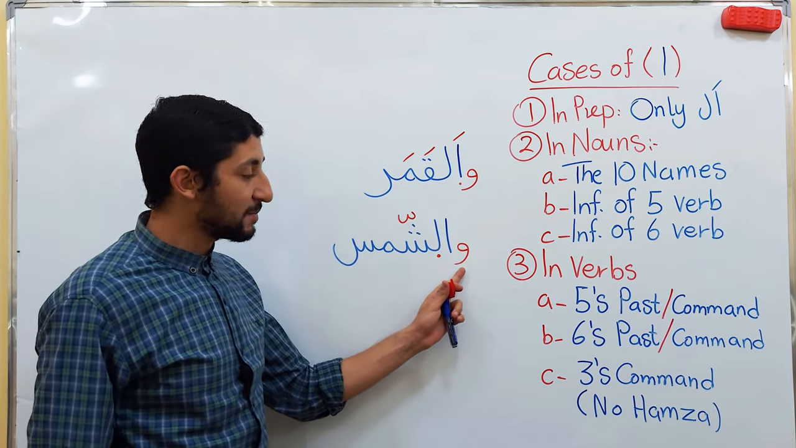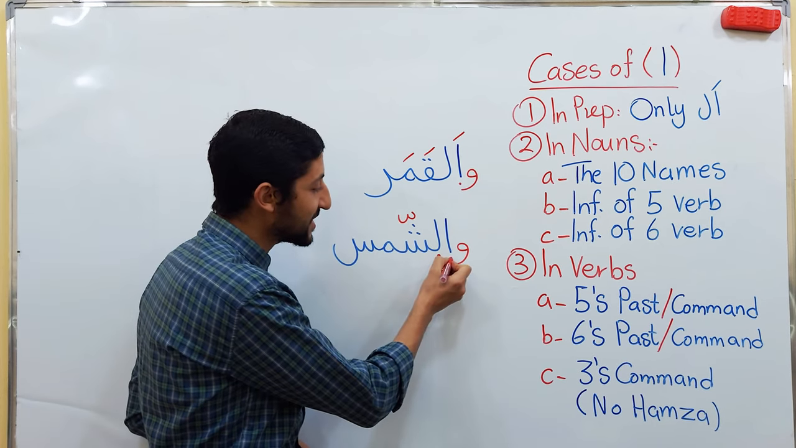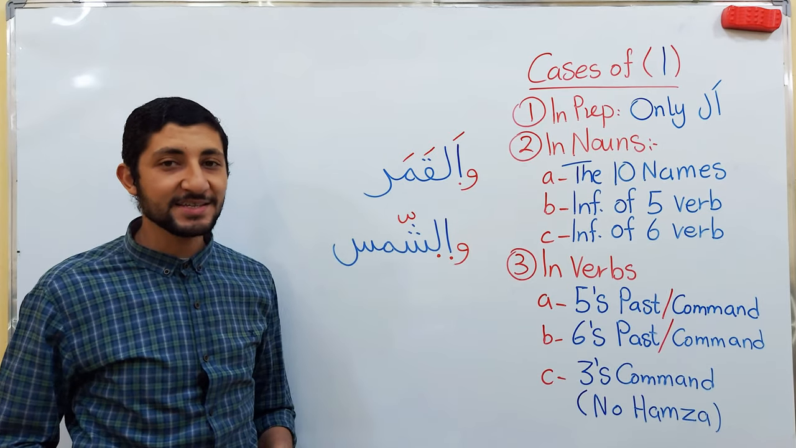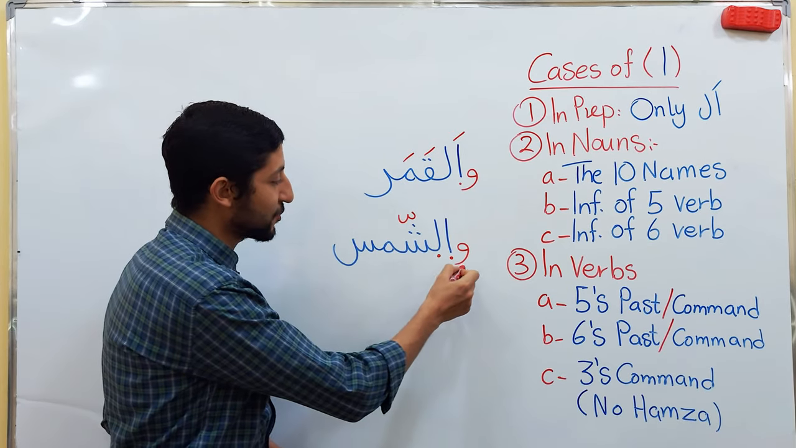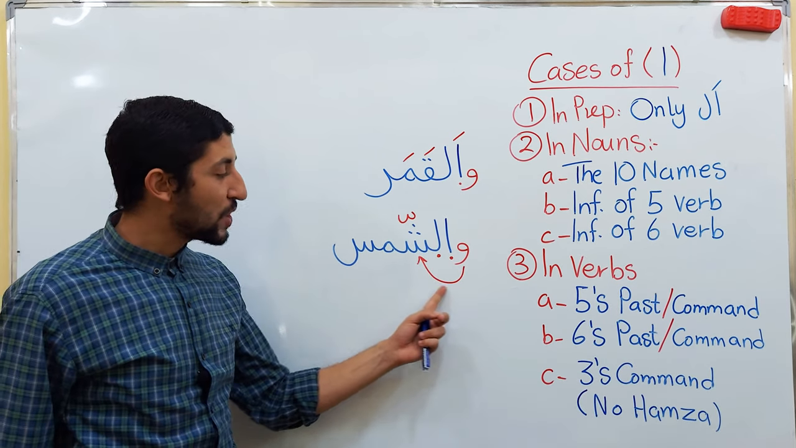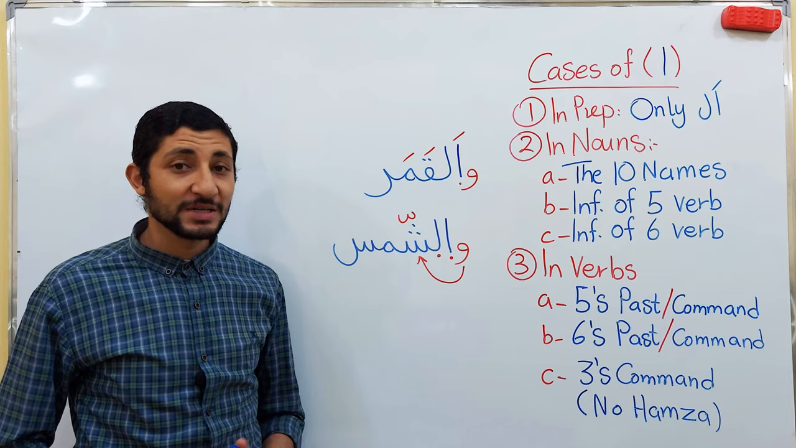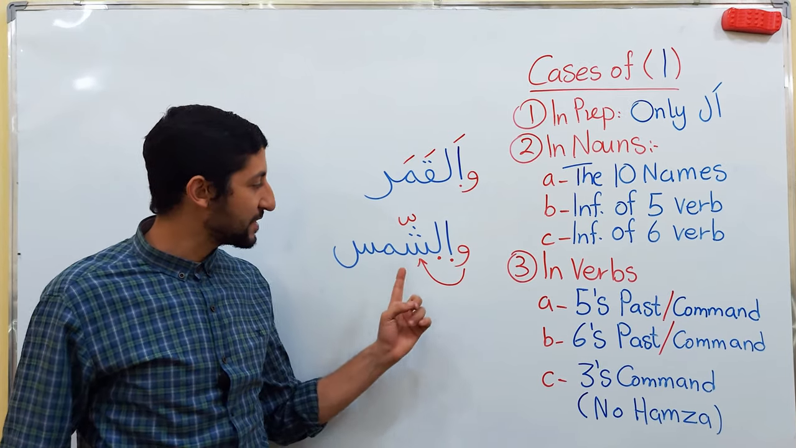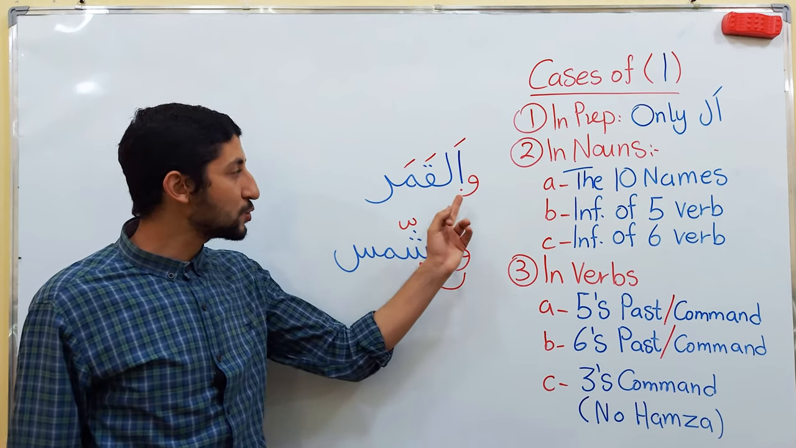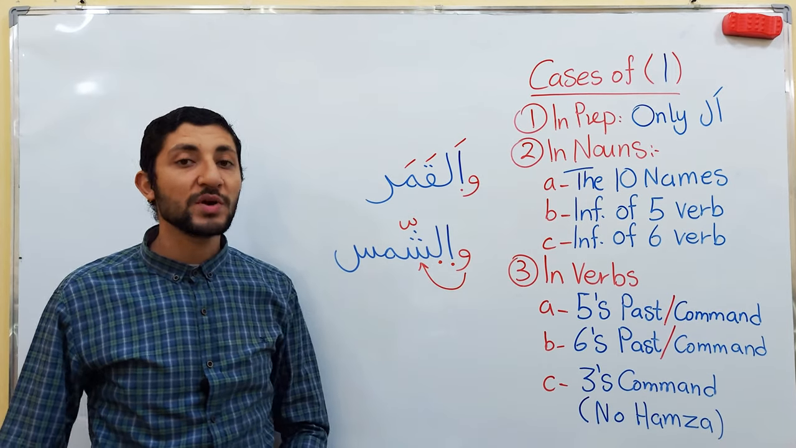Again, whenever we add something before, this hamza will also become silent, right? Like here. So in this case, we will jump from here directly to letter sha. Wash shams. Okay? So you have to take note of the difference between اللام الشمسية and اللام القمرية. This only happens once we add the definite article to any word.